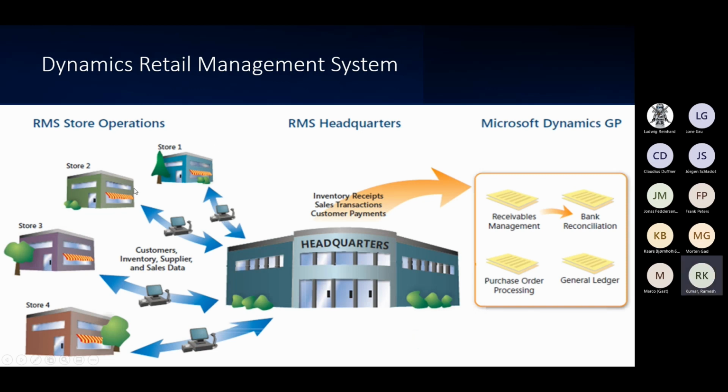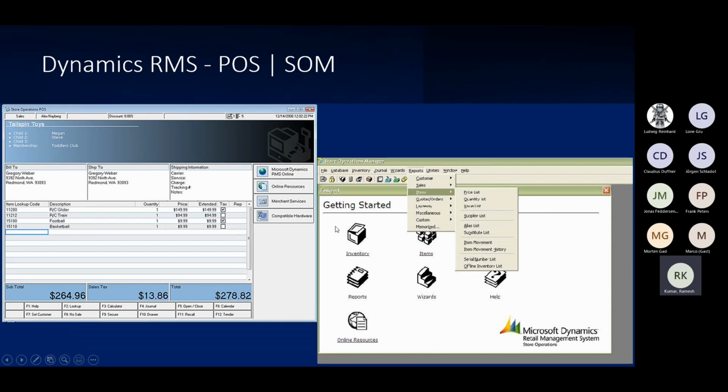Before, it had store operations, and there were three core concepts: point of sale, store operations, and headquarters. The stores are connected with all the data, and it synchronizes the financial and inventory operations to the ERP. Then in AX, this is the Retail Management point of sale, a screenshot of how the point of sale looked in RMS, a roughly 10-year-old screen. And this is how the operations looked for the backend.